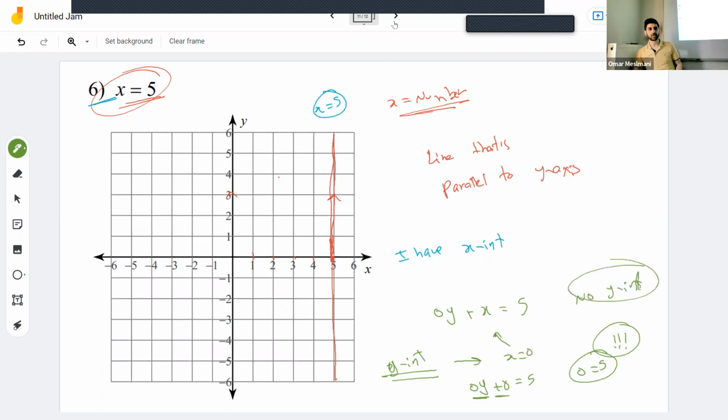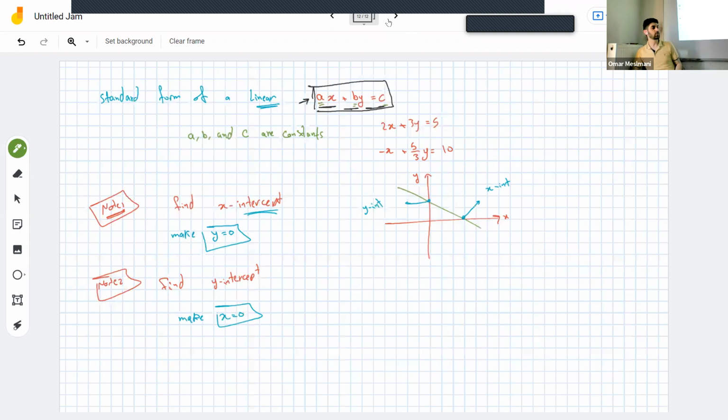Are we good with the concept? Again, when you want to find the x-intercept, you substitute y equals 0. If you want to find the y-intercept, you will make x equals 0. Okay, nice. That's the first thing. We call it the standard form: ax plus by equals c.